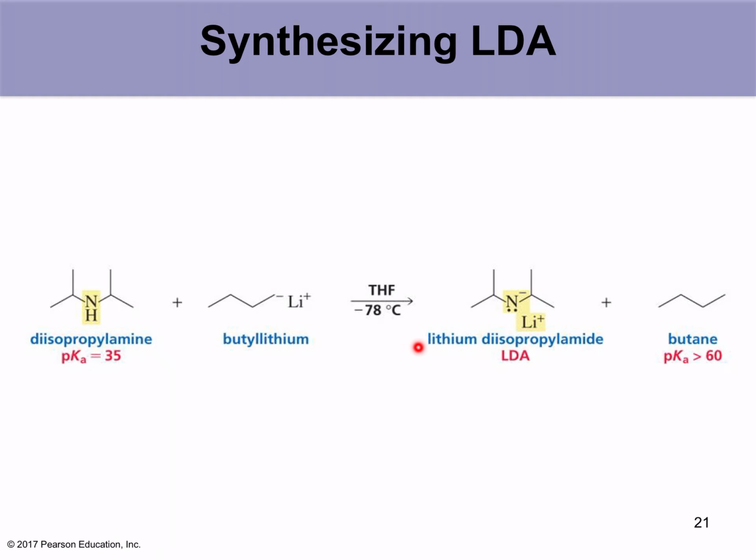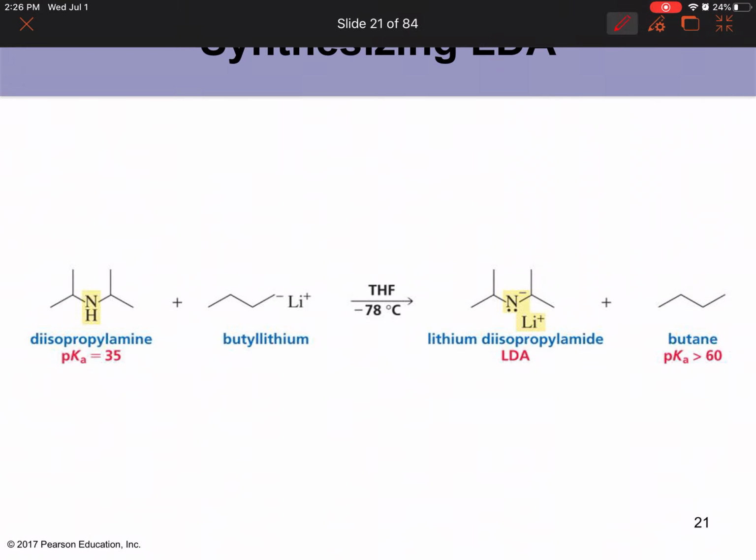Then you see there is a hydrogen over there, and n-butyllithium is a base. So it grabs this hydrogen and forms butane. Once it grabs the hydrogen, the nitrogen-hydrogen bond breaks, so there is a negative charge right there. That is called lithium diisopropylamide, and that is the base that we use.